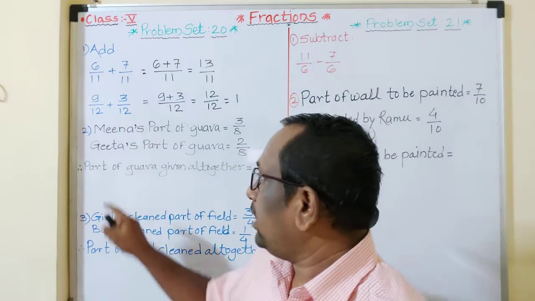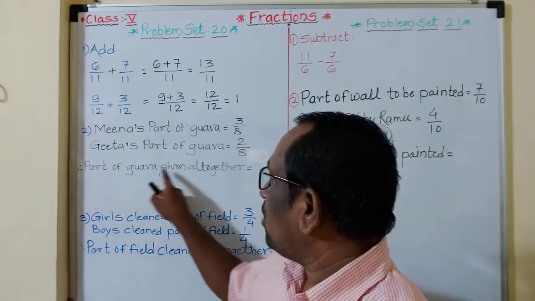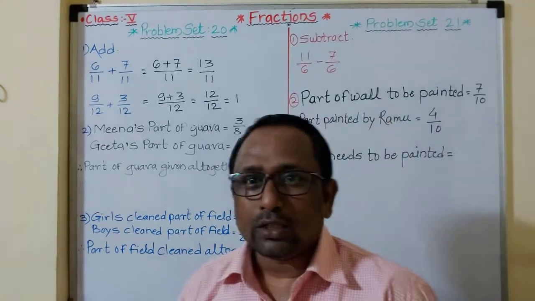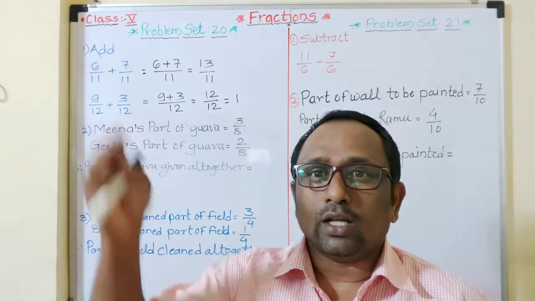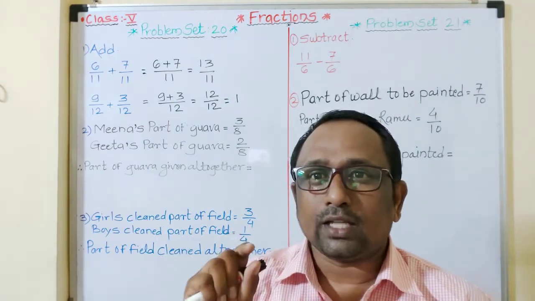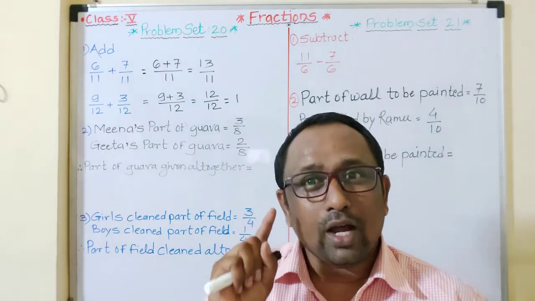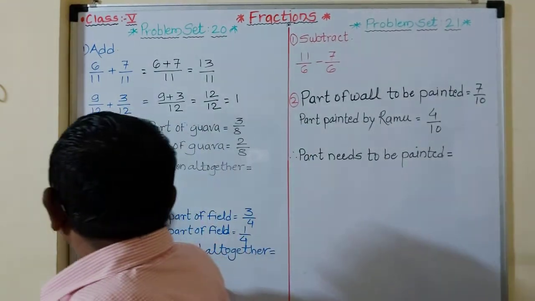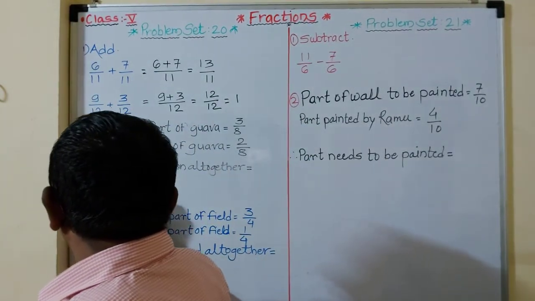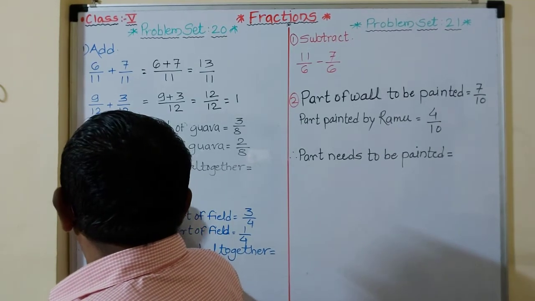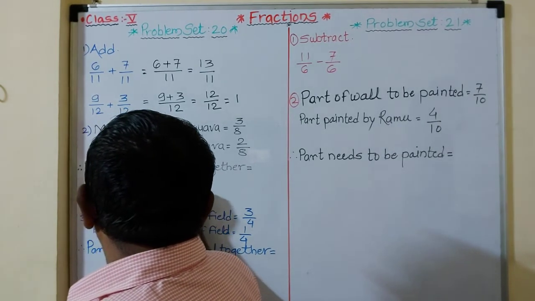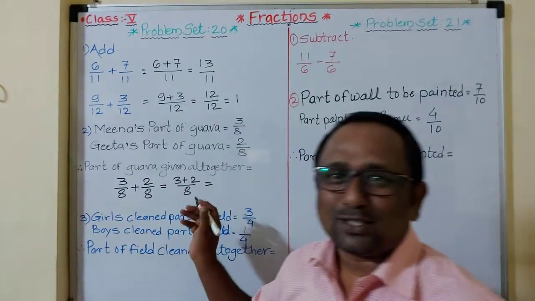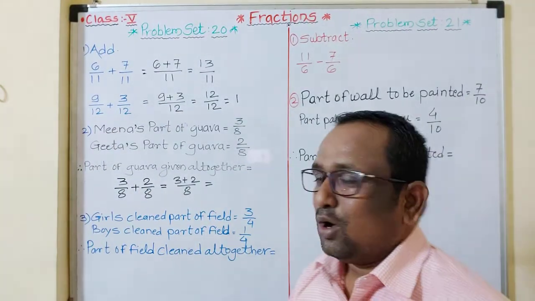And what do we have to find? We have to find the part of guava given all together. Here see students, in word problems, when the words all together or add come, always you have to do addition. So all together means we have to do the addition. 3 upon 8 plus 2 upon 8 is equal to 3 plus 2 upon 8 is equal to, this answer students, you have to find.